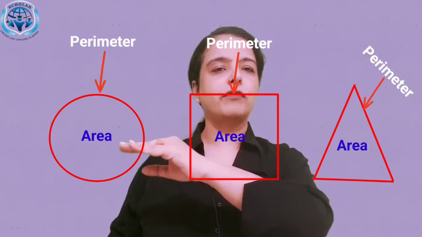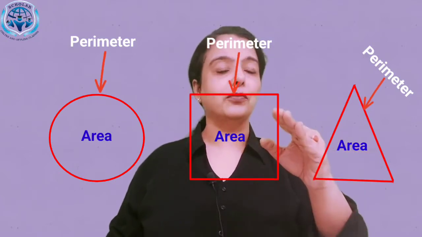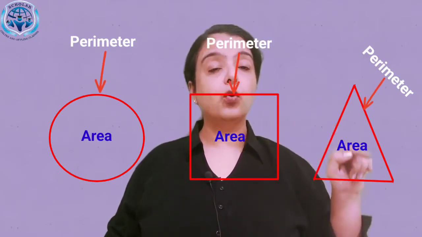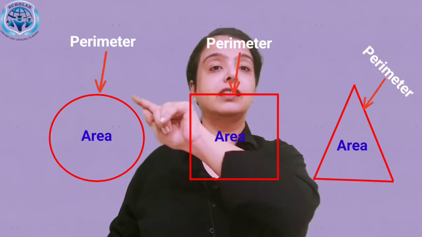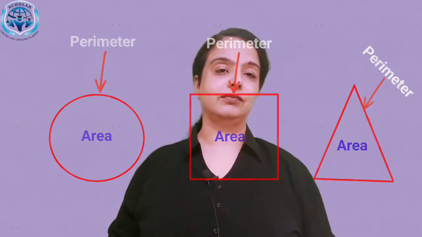These are 3 shapes. The outer boundary is the perimeter. The inside of each shape is the area of the shape. The region enclosed in the closed figure is called the area.